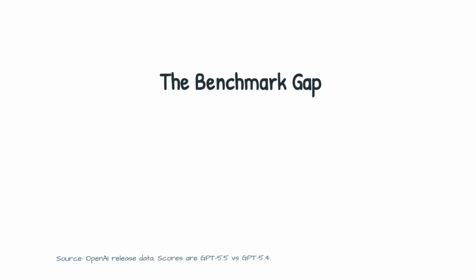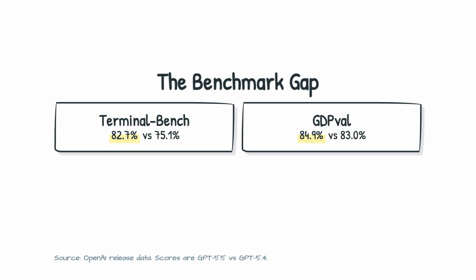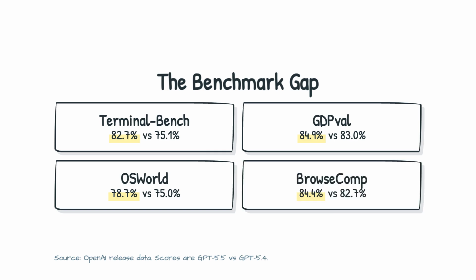Now the numbers matter. OpenAI's release data shows GPT 5.5 beating GPT 5.4 on several work benchmarks. Terminal Bench 2.0, 82.7% versus 75.1%. GDP Val, 84.9% versus 83.0%. OS World Verified, 78.7% versus 75.0%. Browse Comp, 84.4 versus 82.7%. These numbers matter, but they do not mean every person on every task will feel a dramatic jump.